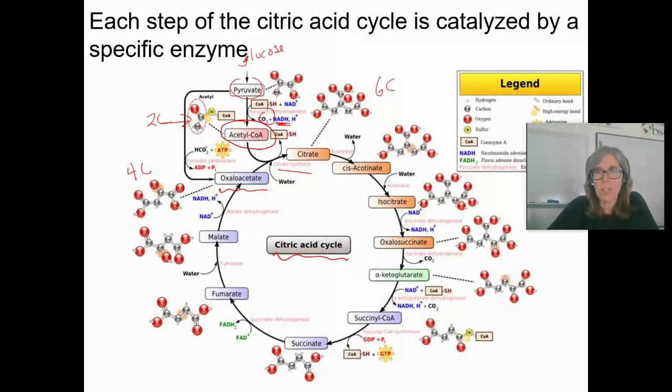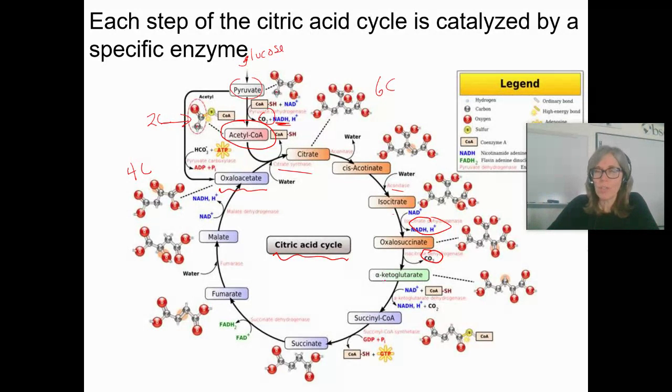Take out some water, you get cis-aconitate, I think. Here's another enzyme, aconitase, makes isocitrate. You rip off some electrons, you're oxidizing the isocitrate, you make oxalosuccinate, and then you need the enzyme isocitrate dehydrogenase. Please don't memorize any of those. Ooh, look, you're ripping off some carbon dioxide.